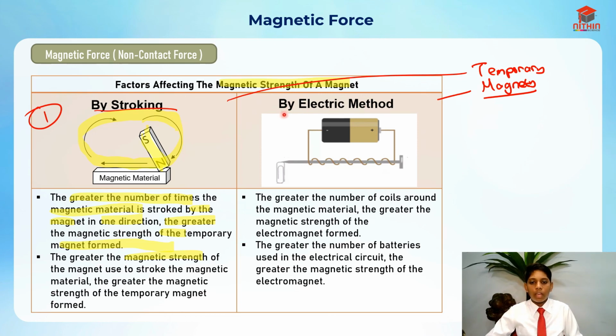Next, the second one, by electric method. So this is basically the greater the number of coils around the magnetic material, the greater the magnetic strength of the electromagnet formed. Okay, so you need to know this by now, because I've actually taught this in my previous videos, in my magnet video. So if you have watched that, this will be actually a really great understanding. So next, the greater the number of batteries used in the electric circuit over here, the greater the magnetic strength of the electromagnet formed.